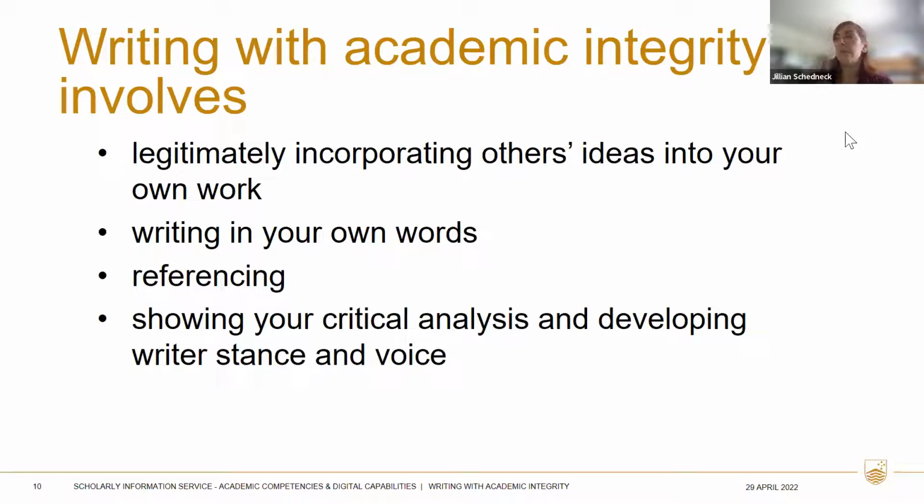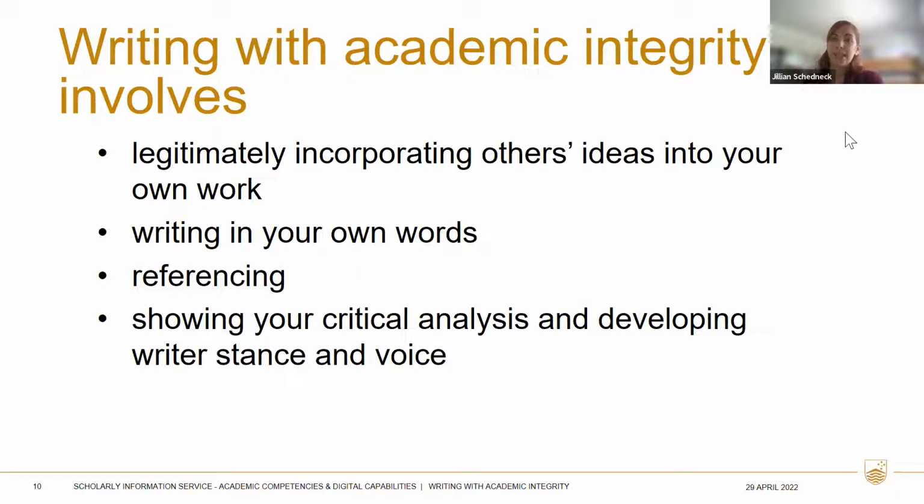Okay, so it involves legitimately incorporating others' ideas into your work using the correct referencing in the in-text or footnote, as well as in the end reference list. Writing in your own words, so being able to paraphrase in a way that wouldn't show up in Turnitin as unoriginal. We'll show you some of our techniques for how to put those paraphrases into your own words, as well as referencing correctly and showing your critical analysis, developing your writer's stance and voice.